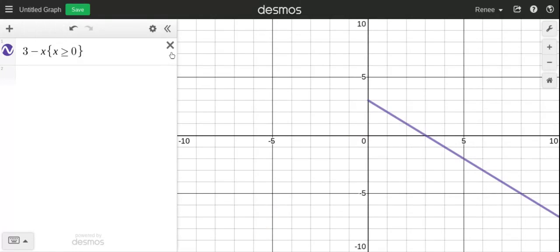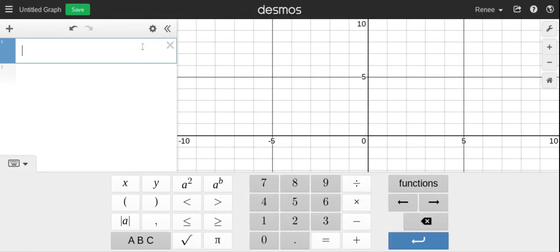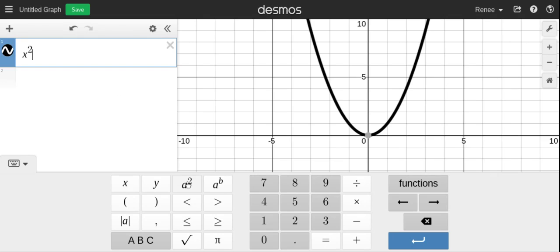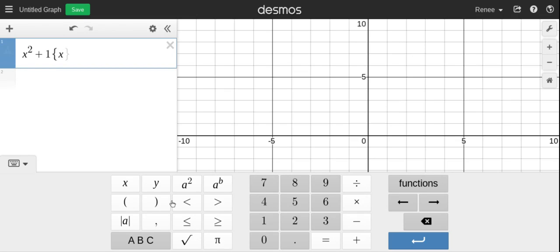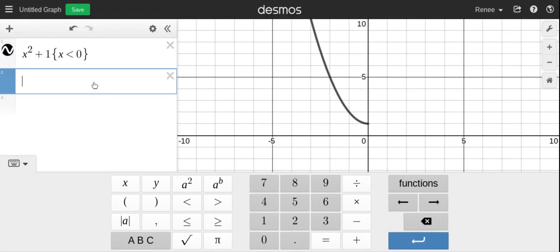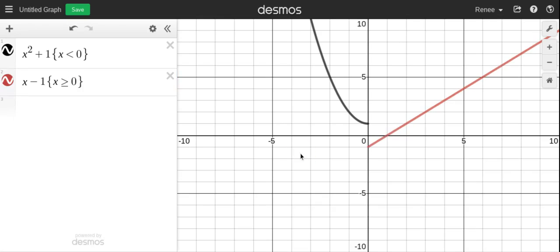Here we go for number 3. For number 3, you had, again, here's the square button, x squared plus 1, and your curly braces, x less than 0, and you had x minus 1, your curly braces, x greater than or equal to 0, and there's your graph. Compare that to example number 3. So far, you should be matching up.